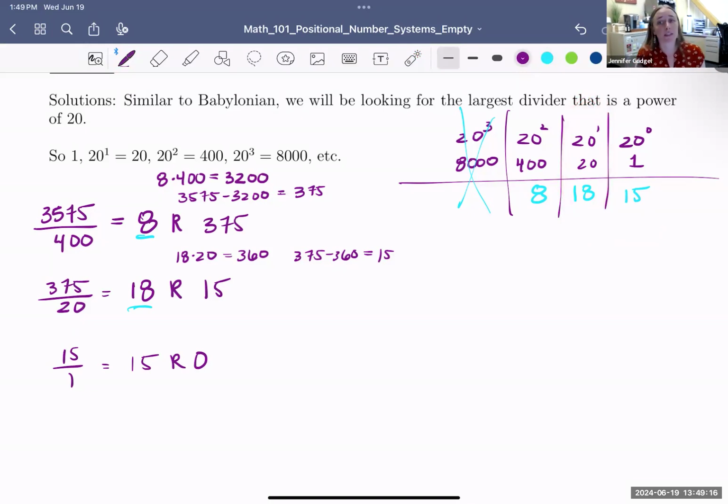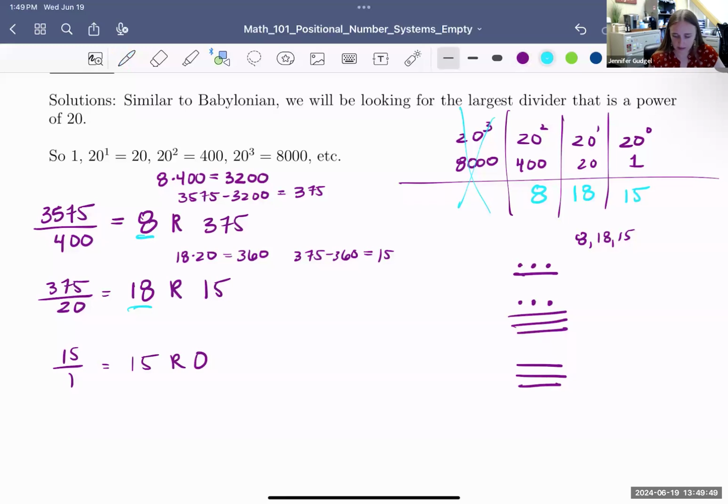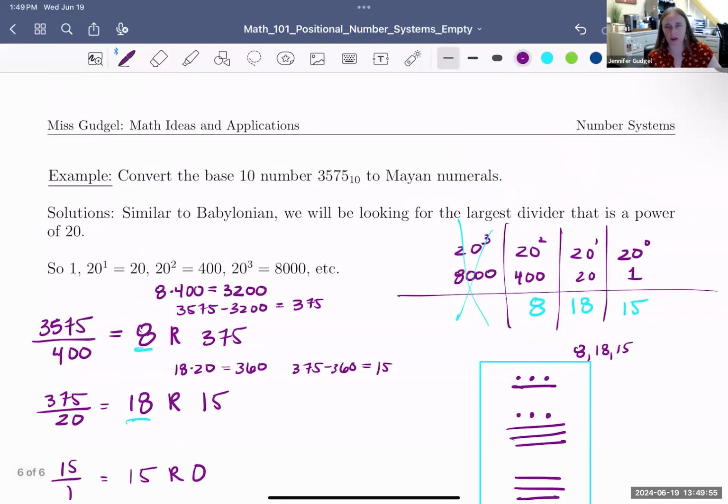Now we need to draw our symbols. Once again, on your homework, it's going to ask you to input it like this. But that's not actually how we write the Mayan numerals. It's just on the homework, you're not actually physically able to draw the symbols into the online program. But you need to be practicing writing them on your own. So ones are at the bottom, we build up from there. So 15 is at the bottom, 5, 10, 15. We move to the next place value, 5, 10, 15, 16, 17, 18, and 5, 6, 7, 8. This is our Mayan numeral for 3,575.